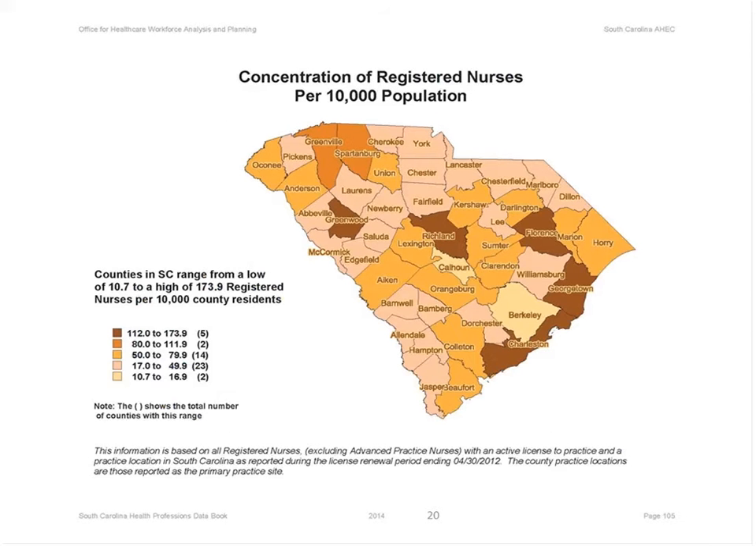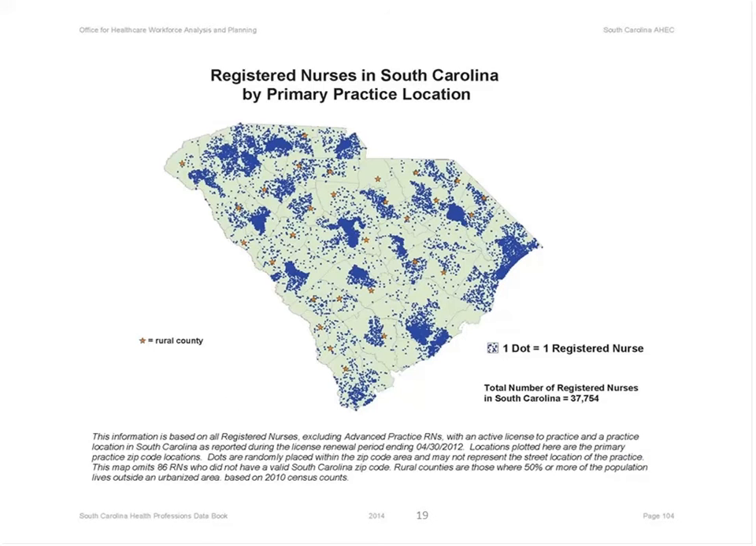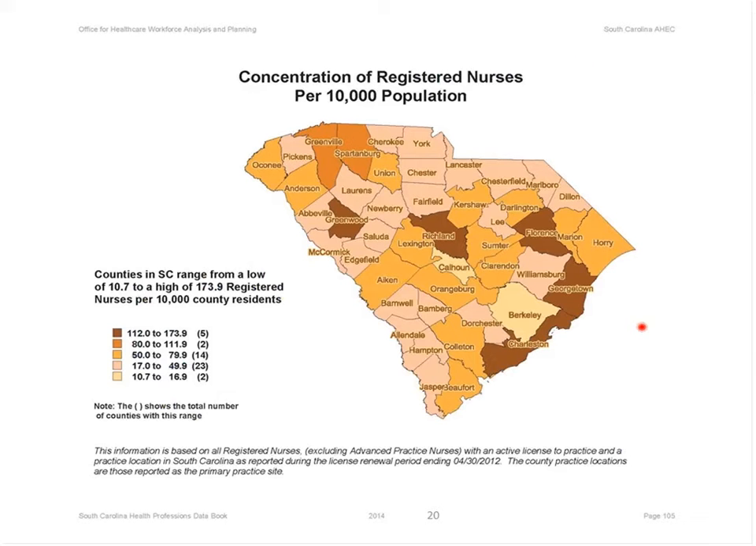Here's another map using the same data, but looking at the information in a bit different way. Here, we're looking at the concentration of RNs per 10,000, as we're looking at some rates. How many RNs are there per 10,000 population for a given county? If you go back and forth between the two maps, you can see that there's a large correspondence in a lot of the areas, but there are also some differences. So it's an example of using the same data and looking at it in different ways to get as much information and understanding out of it as possible.